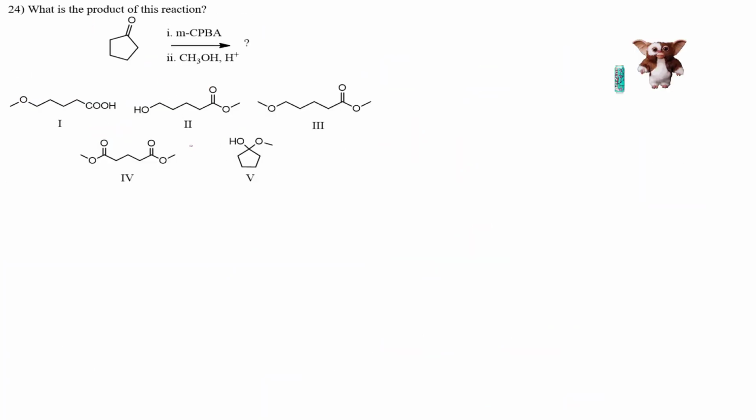Number 24, what is the product of this reaction? So we have meta-chloroperoxybenzoic acid, which is a famous reagent, really great for Baeyer-Villiger reactions, okay? And basically all we're going to do is add oxygen into this compound, okay? So it's like a 6-member ring.